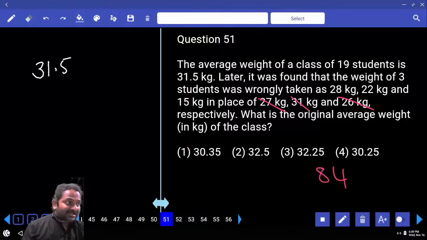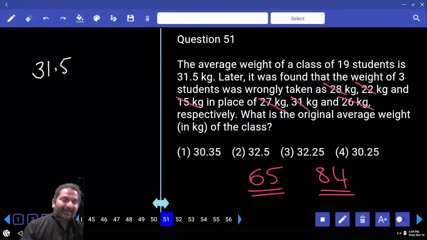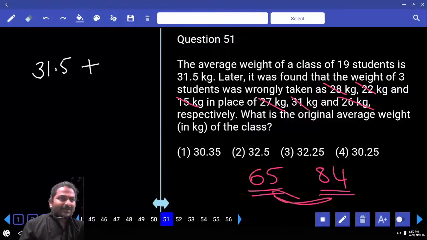84 is the actual number. In place of 84, they started taking 28 plus 22 plus 15, which is 65. So in place of 84, if they started taking 65, are they taking a more number or a less number? Then to make it correct, do we have to add or subtract? How much do we have to add? The difference only. How much is the difference?